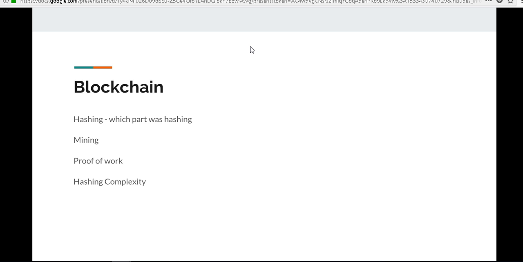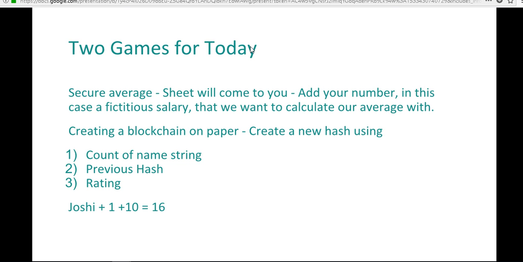Hashing was the most important part. It's also called the proof of work. It's also called the mining. We increased hashing complexity by having the user calculate the prime number for the nth block. So the second block would calculate the second prime number. The third block would calculate the third prime number. So those were the two games for the day.